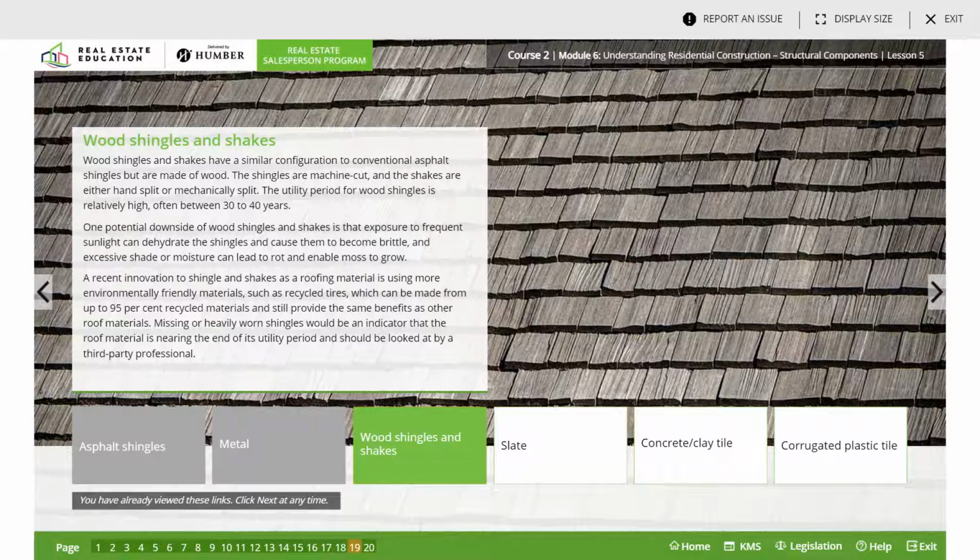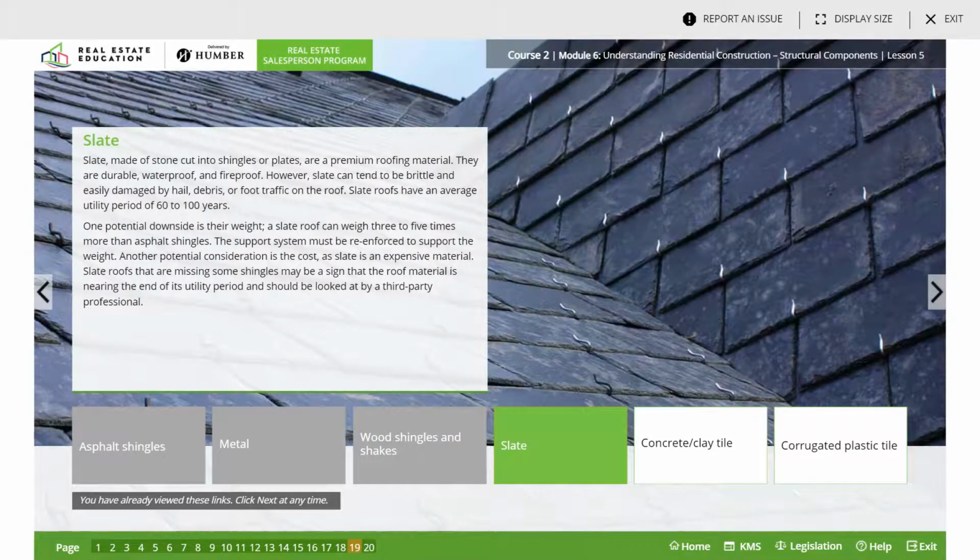Okay. Wood shingles and shakes have similar configuration to conventional asphalt shingles, but are made of wood. They're machine cut, and they're either hand split or mechanically split. They usually last for about 30 to 40 years. The downside about shingles and shakes is the exposure to frequent sunlight that can dehydrate the shingles. They can become brittle, and excessive shade or moisture can lead to rot.